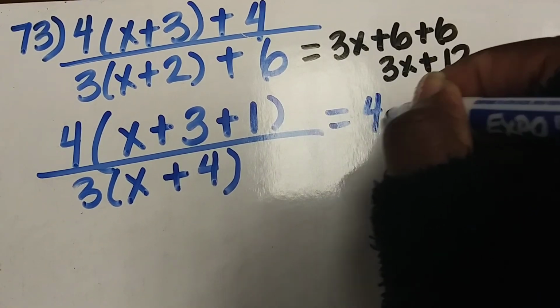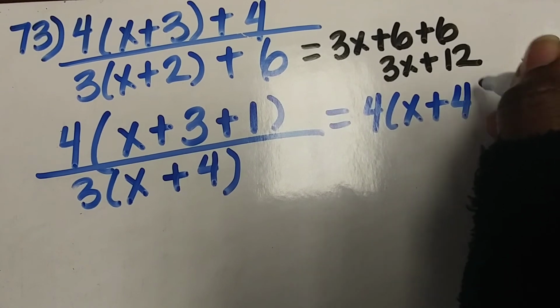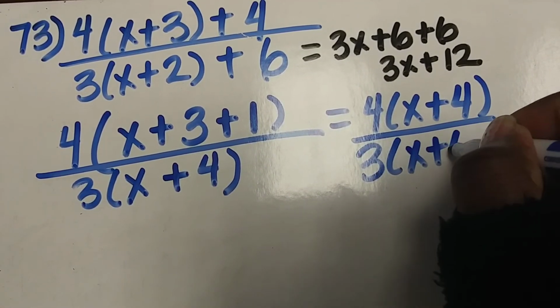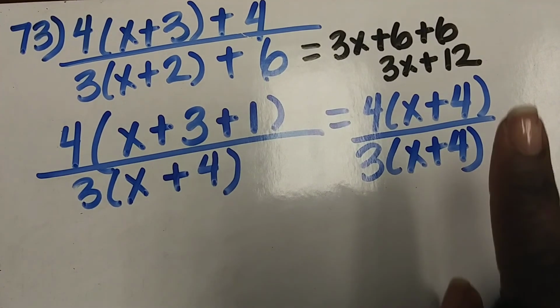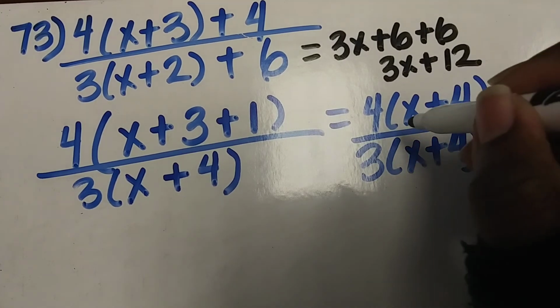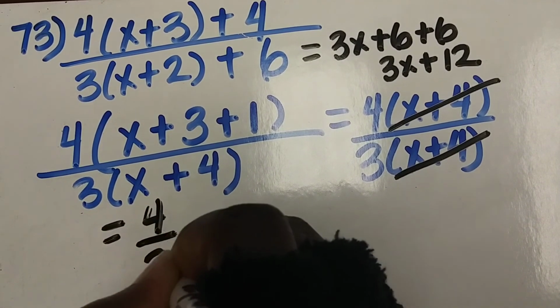So I have 4 times x, 3 plus 1 is 4. And then my denominator is already finished, which is x plus 4. I will have a hole in my graph at x equal negative 4. They cancel out. I'm left with 4 over 3.